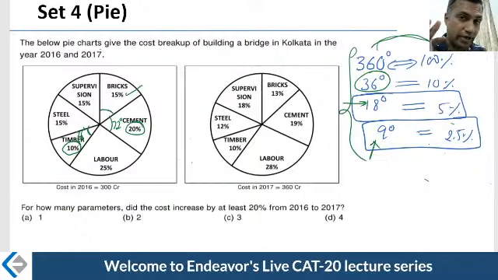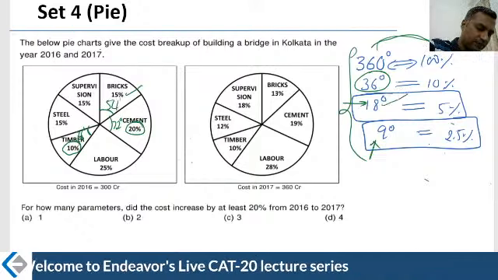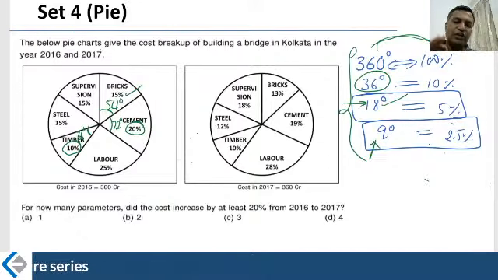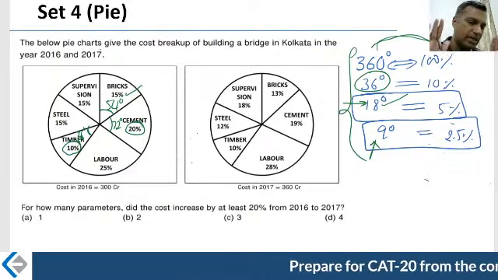I'll come to why I'm talking about all this, because there is a need for it. 15%: 5% means 18 degrees, so 15% means 18 into 3, which is 54 degrees. Likewise, I need you to be a little familiar with this.